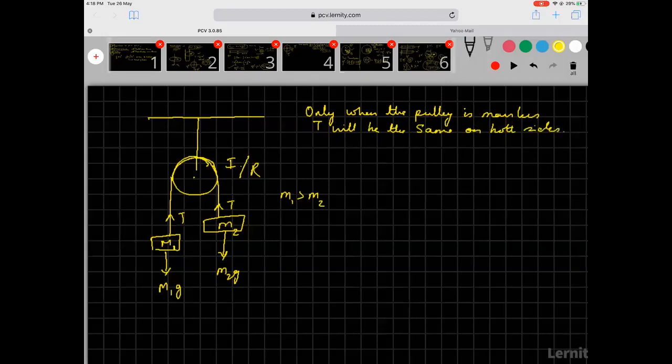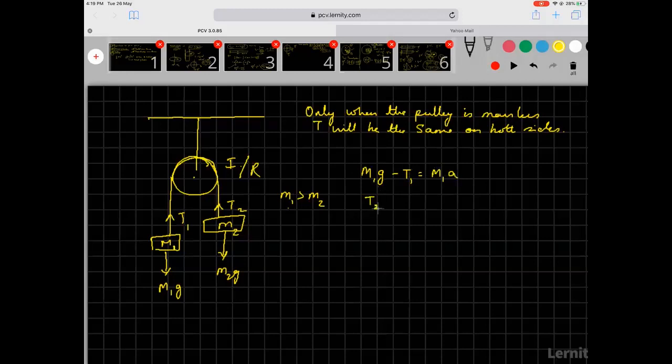If the pulley has a mass, then the tension won't be the same on both sides. There will be a difference in tension on both sides. Okay, so now we can just work with it. Because M1 is more, I'll assume it will come down. So M1G minus T1 is equal to M1A for the body.